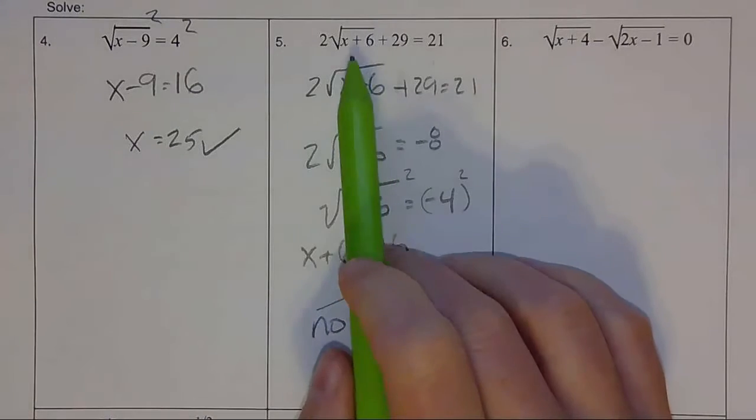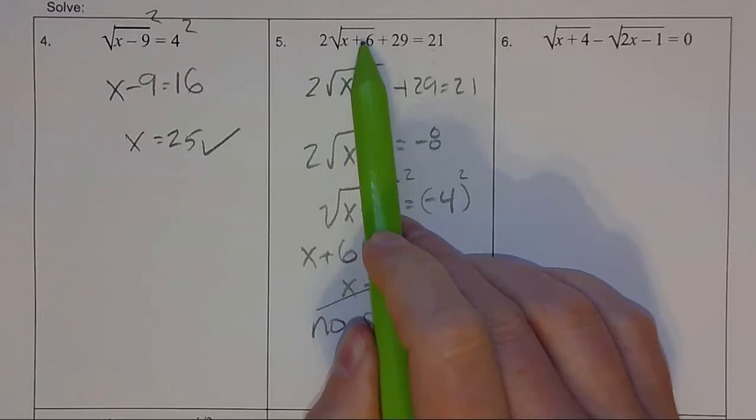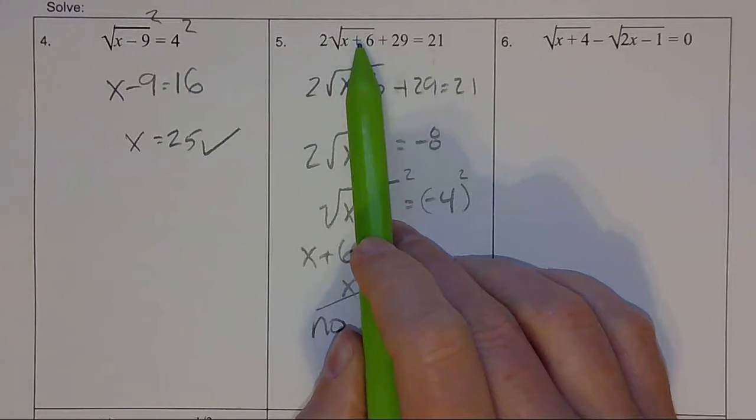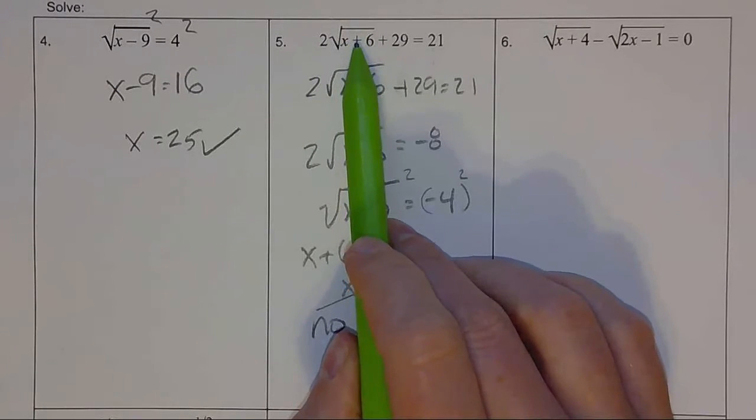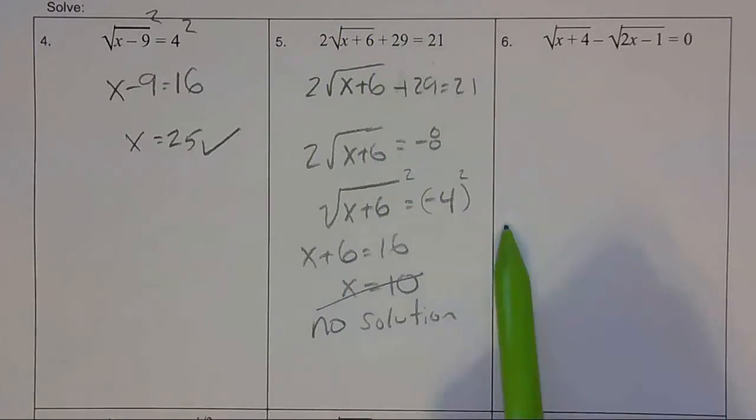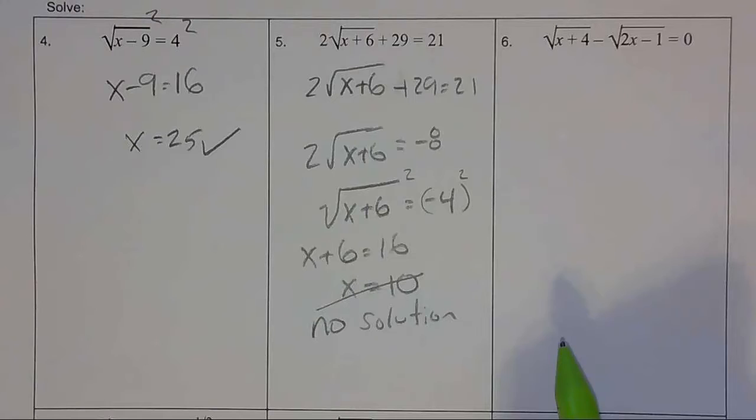Plugging in 10. 10 plus 6 is 16. Square root of 16 is 4. 2 times 4 is 8. 8 plus 29 is not 21. Okay, so there's no way that's going to work out.